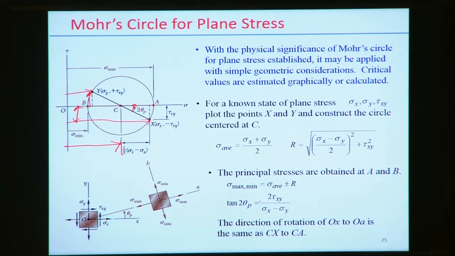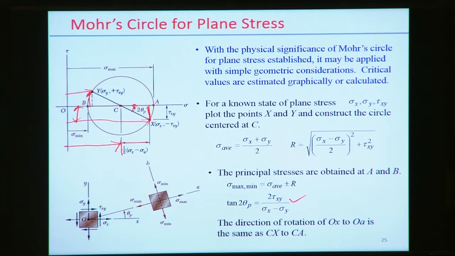So tan 2 theta p is easily calculated from the coordinates of the stress state. So tan 2 theta p is twice tau xy, this amount, divided by sigma, and this distance actually represents half of sigma x minus sigma y. So tau xy divided by half of sigma x minus sigma y, that is twice tau xy by sigma x minus sigma y, that represents tan 2 theta p. That means this represents the stress state at this point.